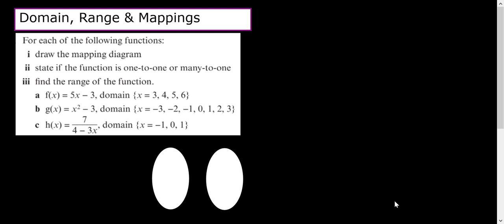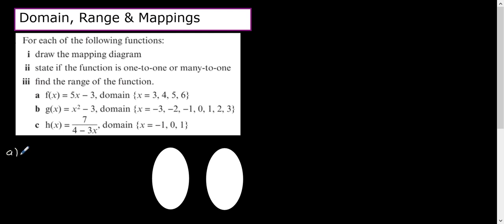So let's just concentrate on these mappings first of all. For each of these following functions, we have to do 3 things. We have to draw a mapping diagram. We have to state whether or not the function is one-to-one or many-to-one. And we're being asked to find what's called the range of the function. Don't worry if you're not familiar with what some of these terms mean at this point. You will become familiar with them as we go through.